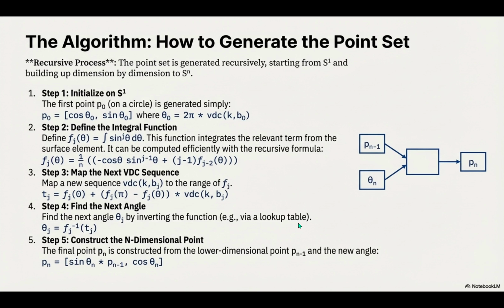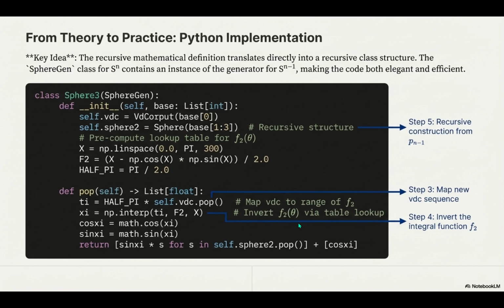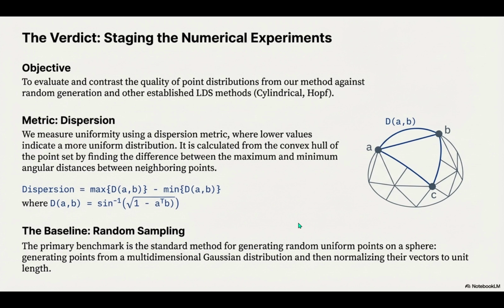But theory needs proof. How do they show that this method actually beats the old ones, like the cylindrical or Hopf coordinates? They prove it quantitatively with numerical experiments using a metric called dispersion. Okay, we need a clear definition of dispersion. What are they actually measuring? Dispersion is a measure of the geometric quality of the point set. They calculate it by first building the convex hull of all the generated points. The convex hull is, think of it like tightly shrink wrapping the sphere. The flat faces of the shrink wrap define the hull.